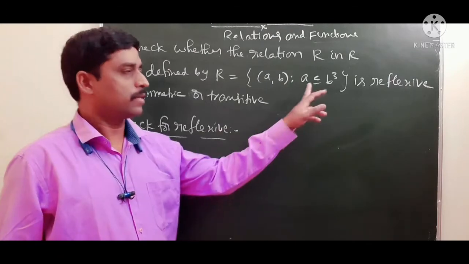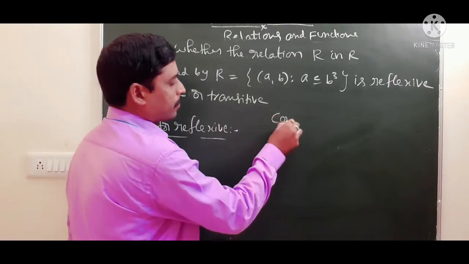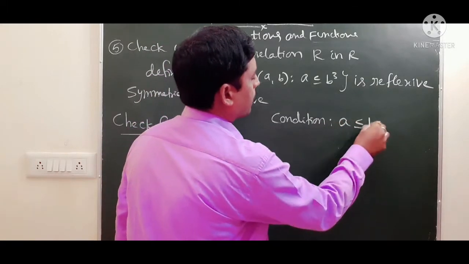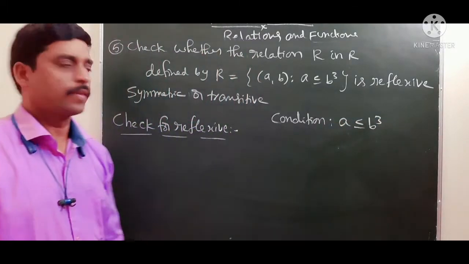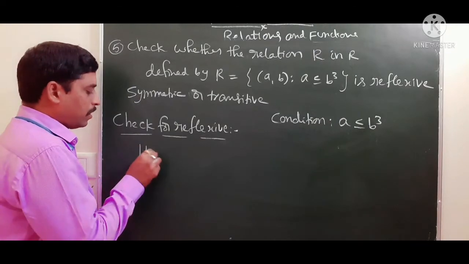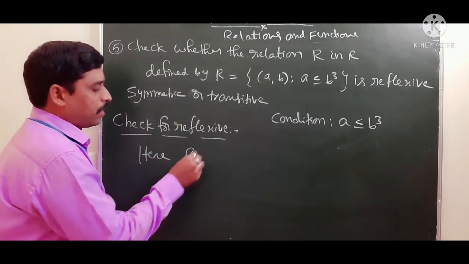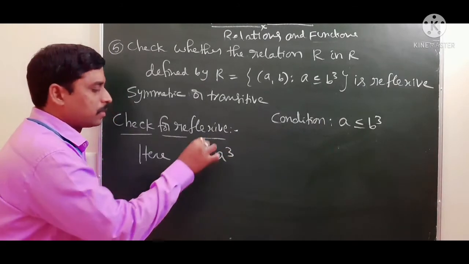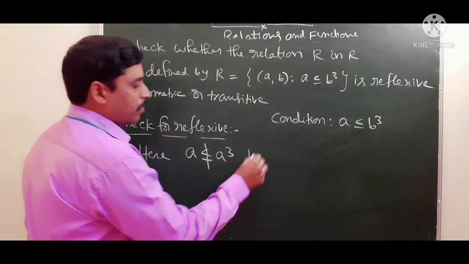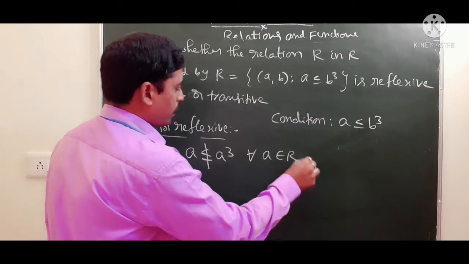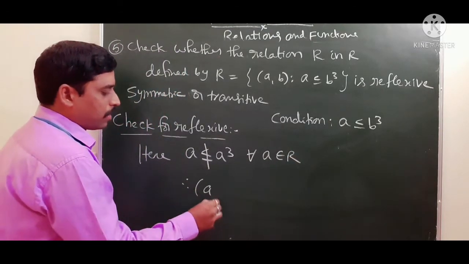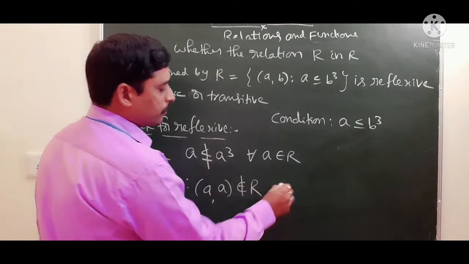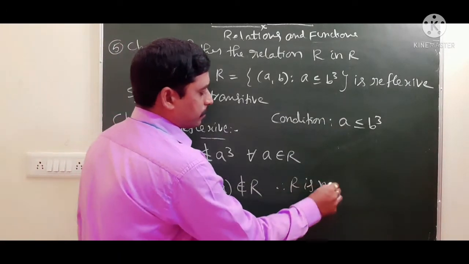So what is the given condition? The condition is a less than or equal to b cube. So here, a less than or equal to a cube is wrong. So not a less than or equal to a cube for all a belongs to R. Therefore, the ordered pair (a, a) does not belong to R. Therefore, R is not reflexive.